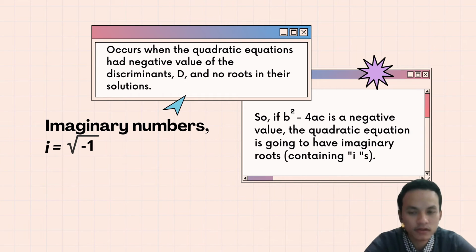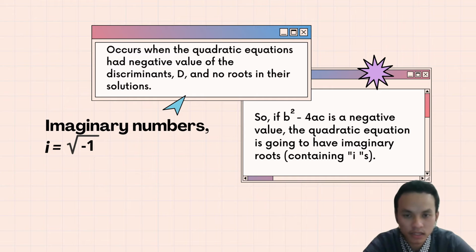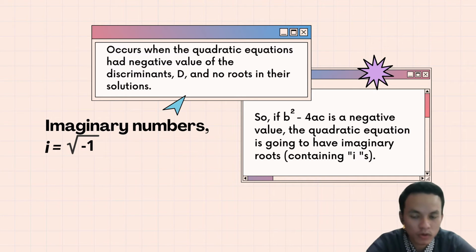So, for your information, the imaginary number, which is i equals to square root of negative 1, will occur when the quadratic equations have negative values of the discriminant D, and there are no real roots in their solution. So, if b squared minus 4ac is a negative value, the quadratic equation is going to have imaginary roots containing i.